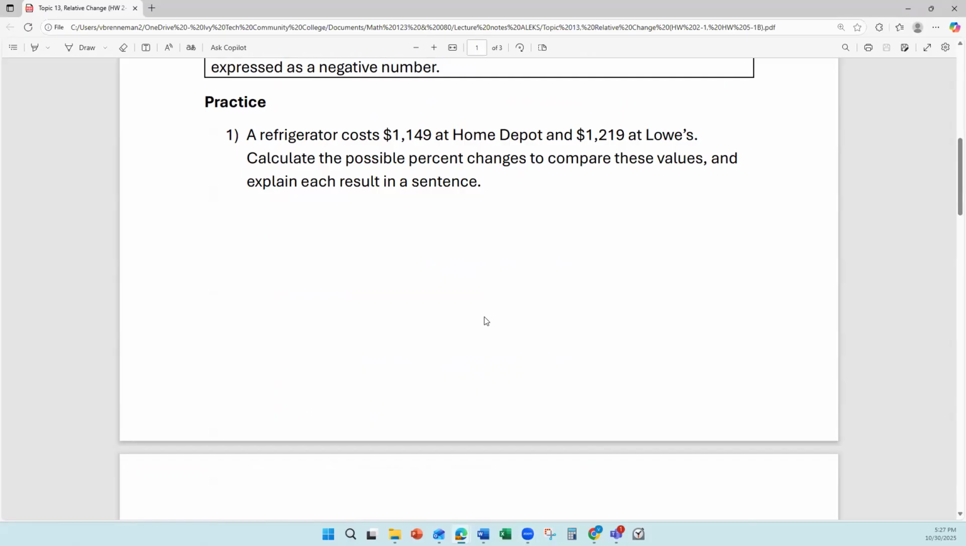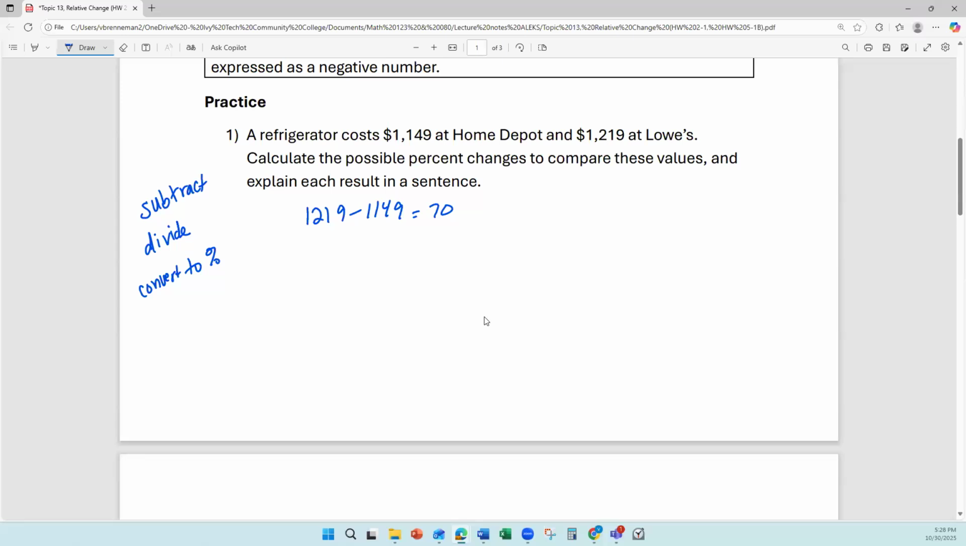Starting by looking at number 1: a refrigerator costs $11.49 at Home Depot and $12.19 at Lowe's. We're looking at the two possible percent change values. Percent change has essentially 3 steps. You have a subtract step, then a division step, and then a convert to percent step. For the subtraction, either order, we're just looking for the difference between those two values, which is 70.